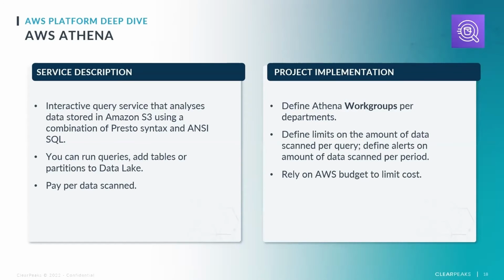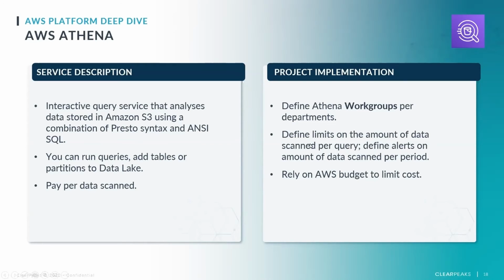Okay, the next service is Athena, the service that lets us query raw data from the data lake. Athena is an interactive query service that uses a combination of Presto and SQL to run queries. In addition to running queries, you can also add tables, so you can fill up the data lake as well. What's important in Athena is that you pay per the data scanned. Depending on how you partition the data and how the queries are prepared, you're going to pay more or less. So what revolves around Athena is controlling how much data is going to be scanned.